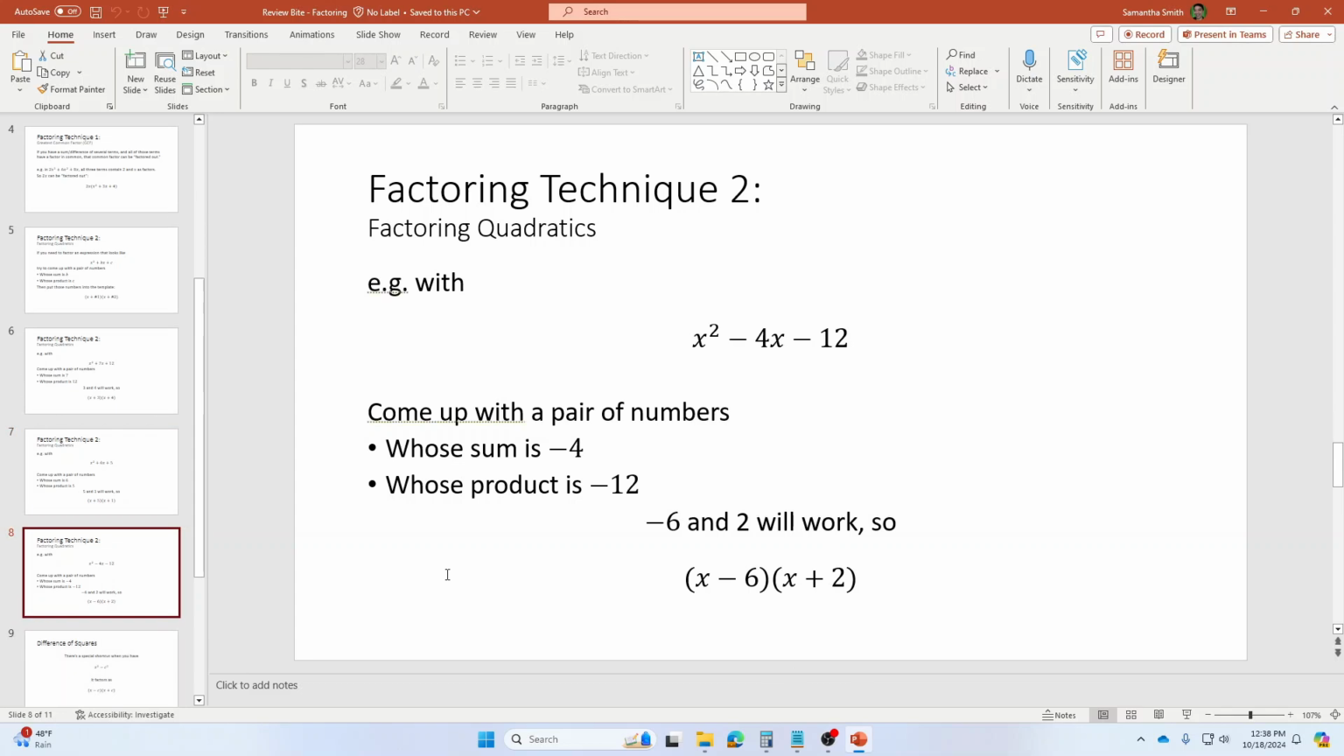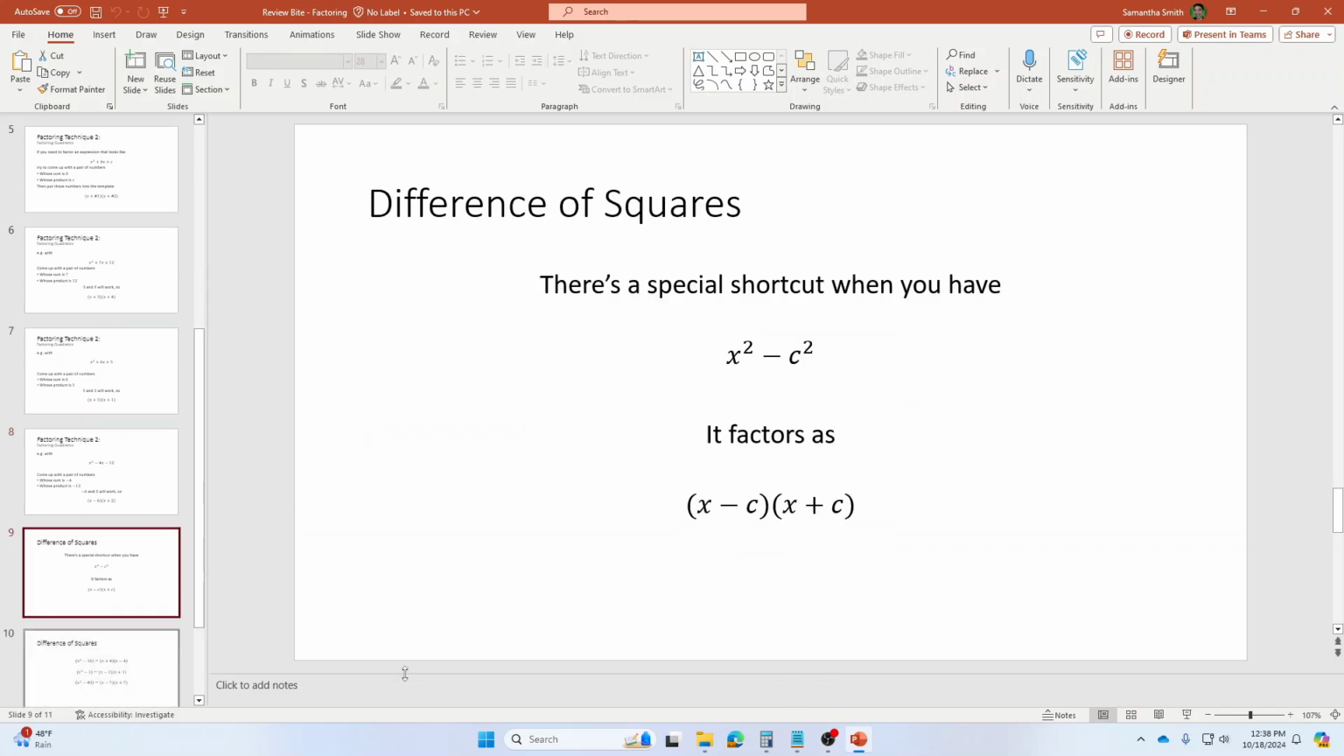This idea also works if some of your values are negative. For example, if I am trying to factor x squared minus 4x minus 12, here I am looking for a pair of numbers where when you add the numbers together you get minus 4, and when you multiply the numbers together you get minus 12. So in that case the pair of numbers is negative 6 and 2, which will do that job. So I can factor this expression as x minus 6 times x plus 2.